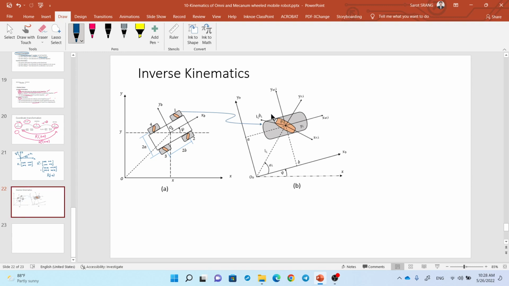So the point that touches the floor must have a certain velocity when the robot moves. If the robot translates, that point also has translational motion. But if the robot rotates with respect to the origin of the robot, that point also rotates.